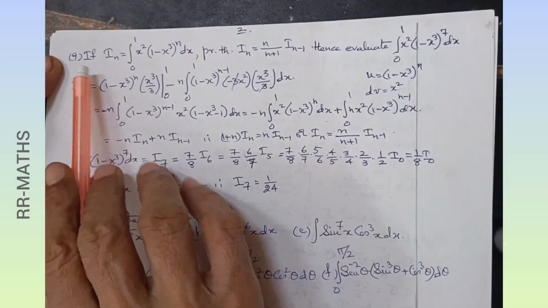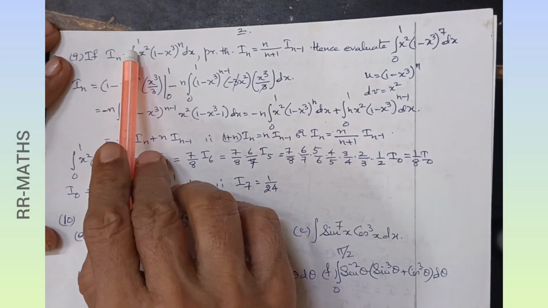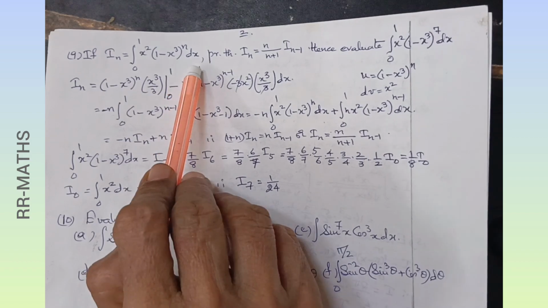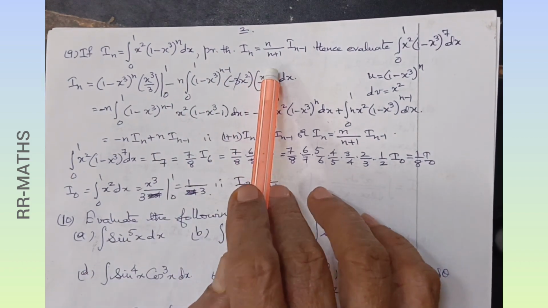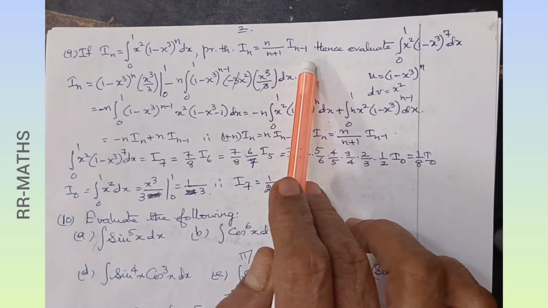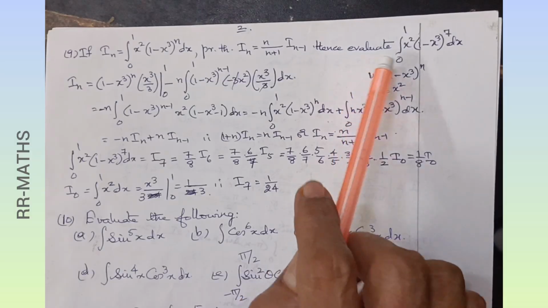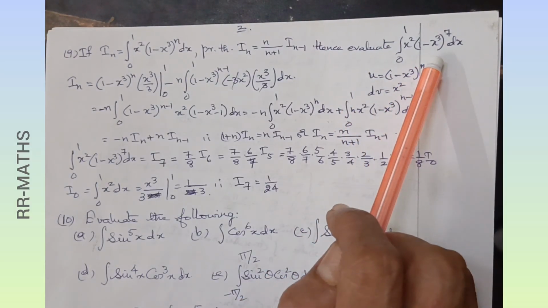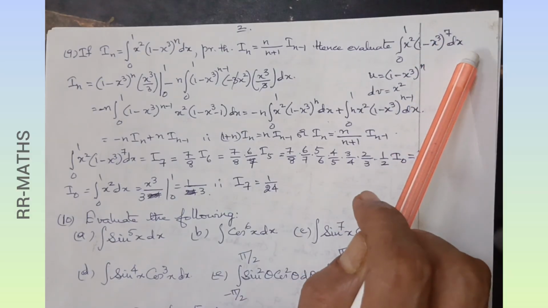Next problem. If In is equal to integral 0 to 1 x squared into 1 minus x cube whole power n dx, prove that In is equal to n by n plus 1 into In minus 1. Hence, evaluate integral 0 to 1 x squared into 1 minus x cube whole power 7 dx.